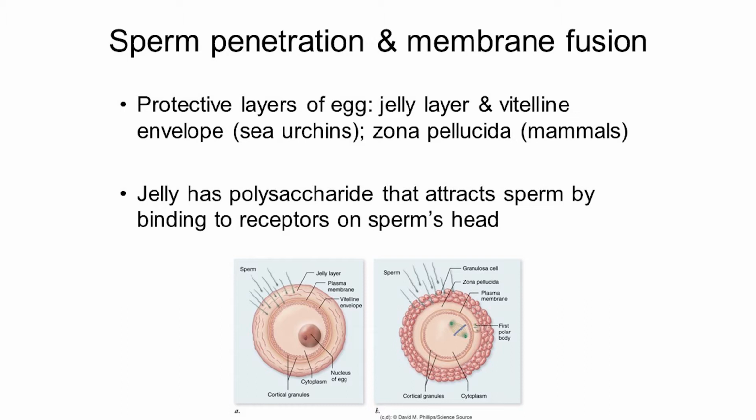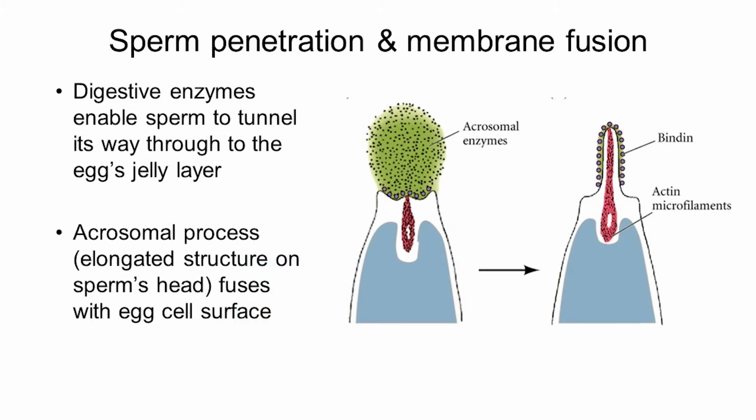The sea urchin egg has an outer layer that is comprised of polysaccharides that bind receptors on the head of the sperm, but the jelly also acts as a physical barrier between the sperm and the egg cell. Inside the jelly layer is a vitelline layer, which is a membrane composed of glycoproteins.